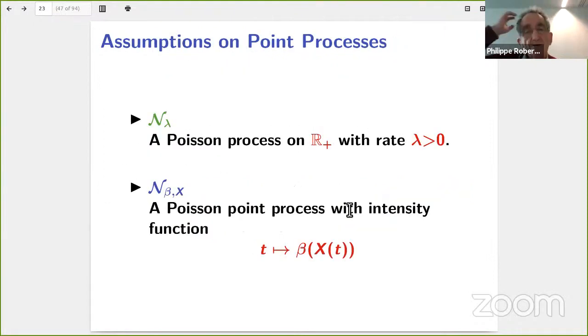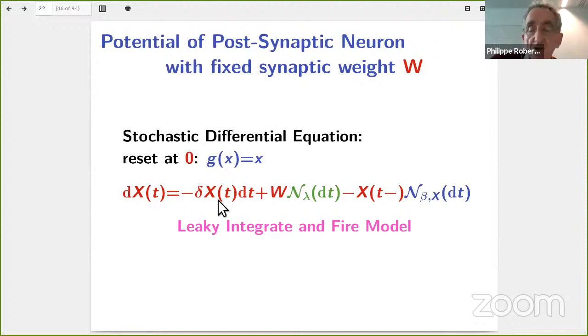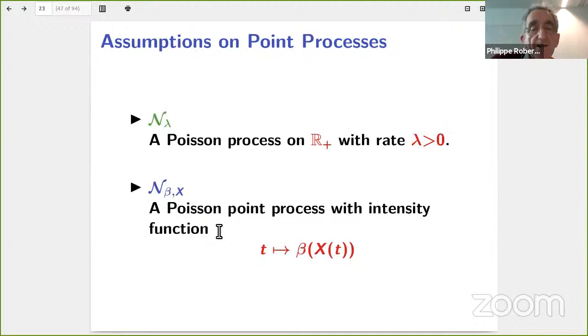And the probabilistic assumptions are simple. In our case, we assume that the postsynaptic spikes are Poisson processes with rate lambda, and N beta x is a Poisson point process, of course a non-homogeneous Poisson point process, with intensity function beta of x of t. This is where things turn out to be difficult, because x of t is itself the solution of a stochastic differential equation, and you take N beta x, a Poisson process with an intensity function beta of x of t. Of course, there is no problem for the existence of such quantities, but when you try to do some mathematics on these objects, this is where difficulties arise.